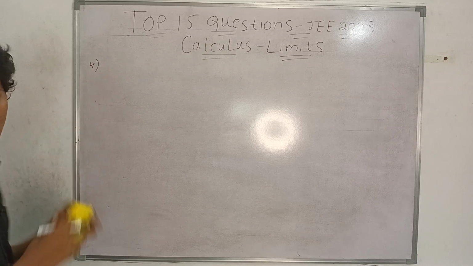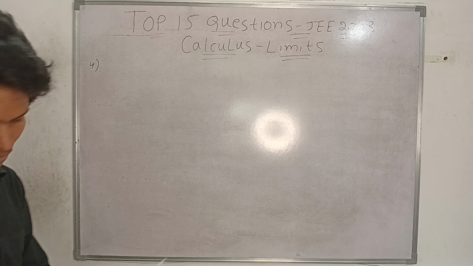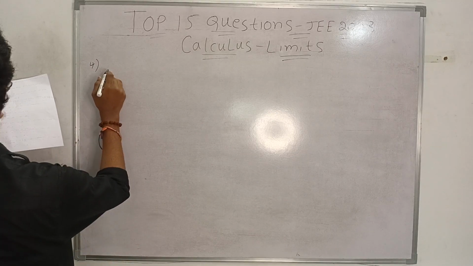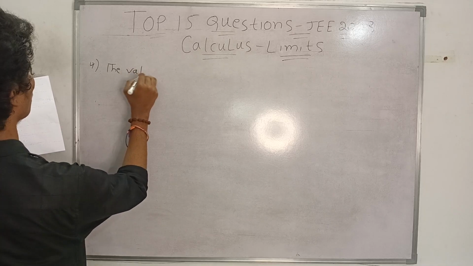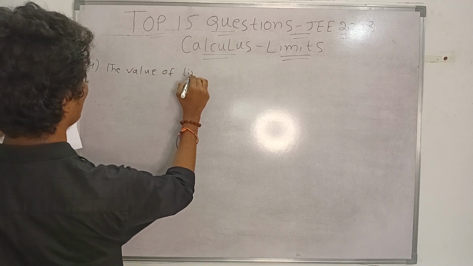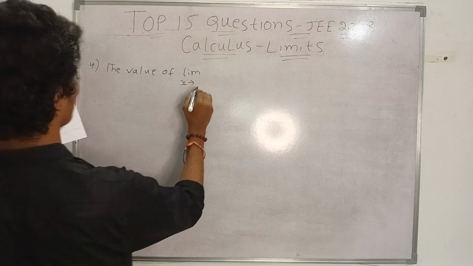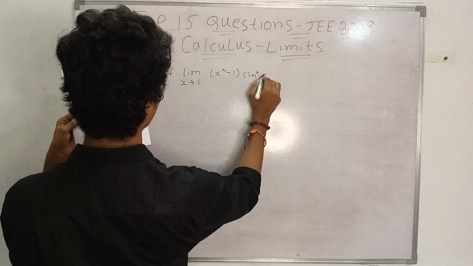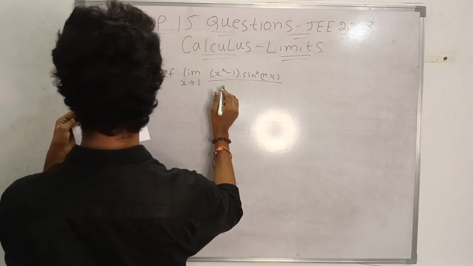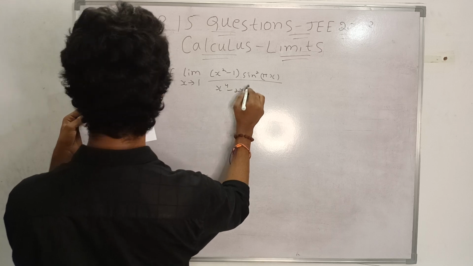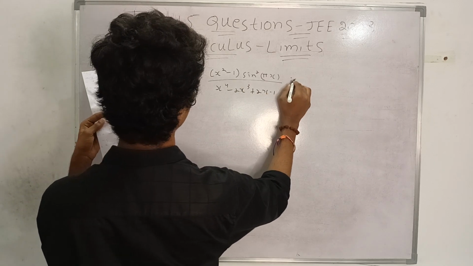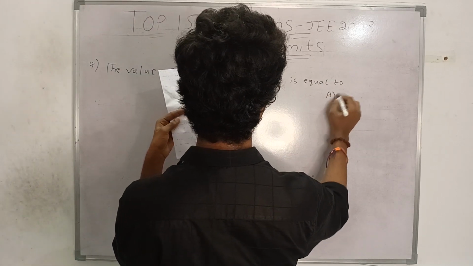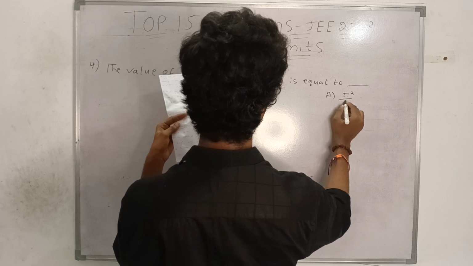Now fourth question. They are saying that the value of limit x tending to 1 of (x square minus 1) into sine square pi x divided by x power 4 minus 2x cube plus 2x minus 1 is equal to what? Option A, pi square by 6.